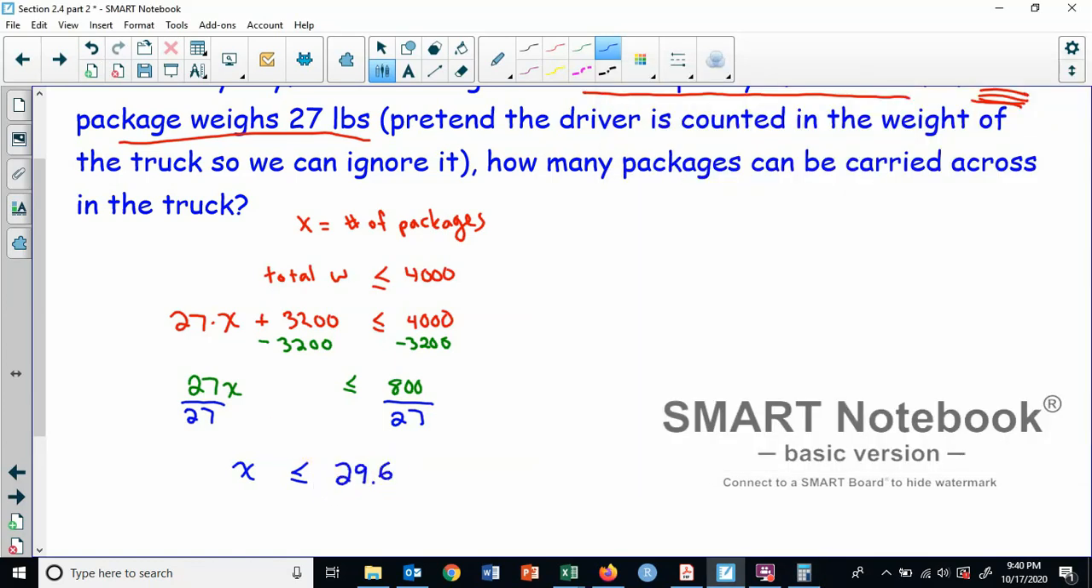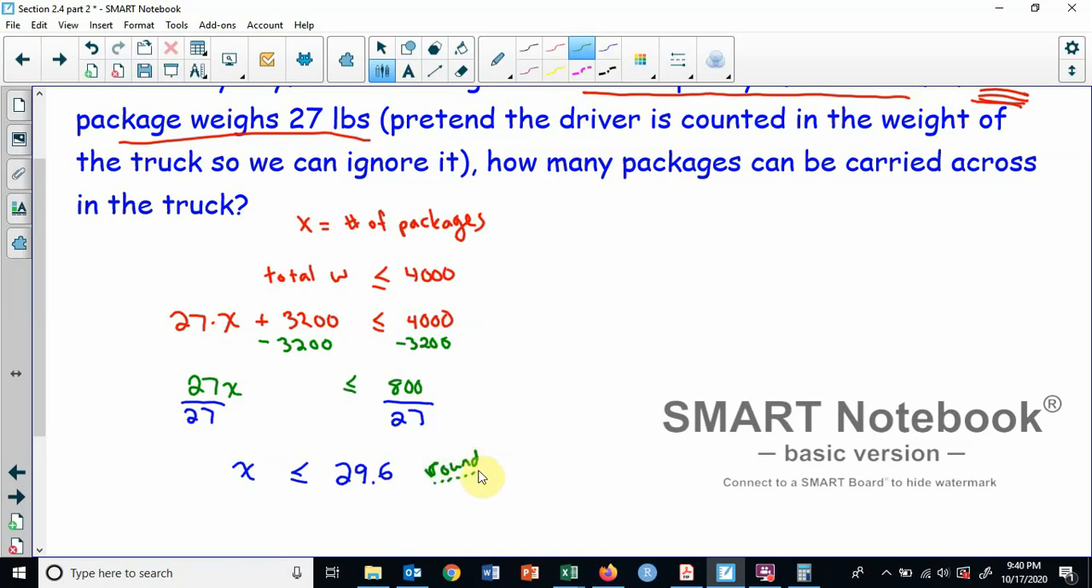29.6. Now, whatever packages he's carrying, he probably can't carry half a package. He's not going to cut someone's, I don't know, whatever he's delivering, not going to cut your bunny slippers in half and just deliver the toe of it, right? So we need to round this answer, okay? We need to round. But I want to be very careful with rounding.